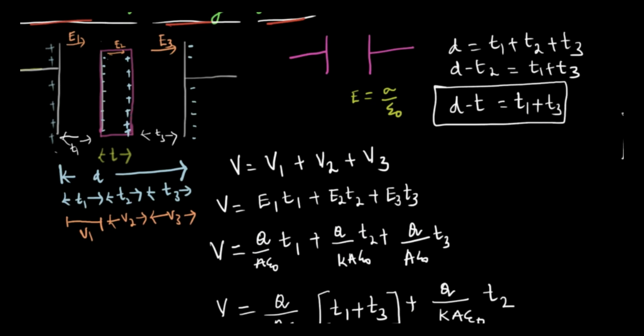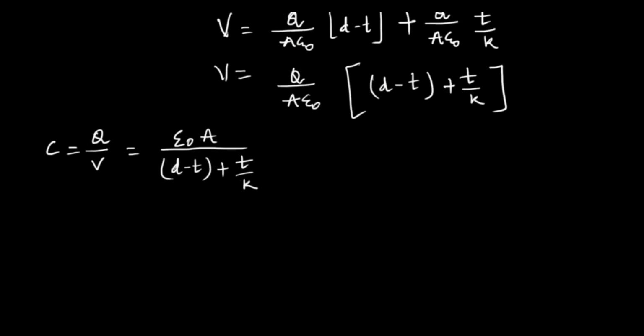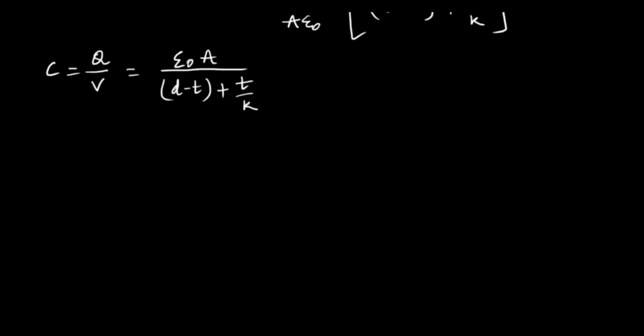Now for a metal, if the dielectric is removed and we place a metal, we know that the metal's K value is infinity. Then for a metal, the capacitance is equal to epsilon naught A by D minus T, because the t by k term becomes 0.